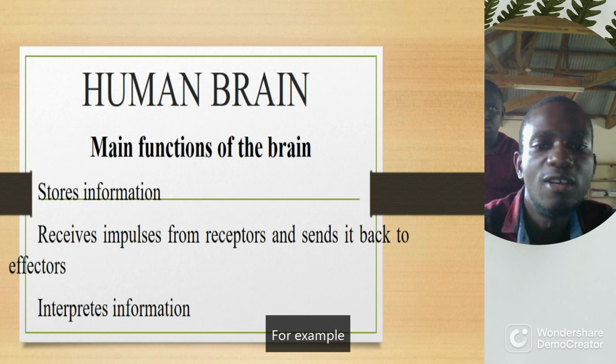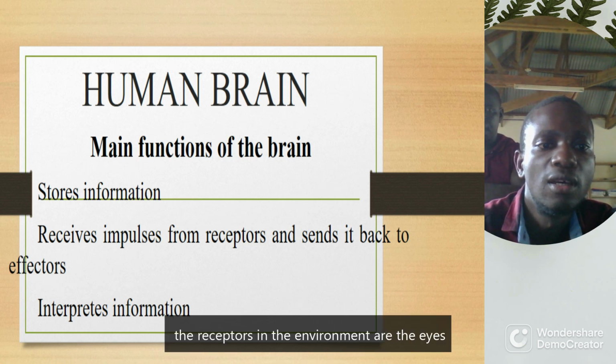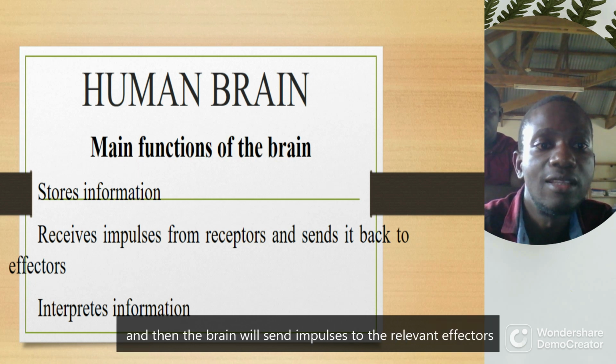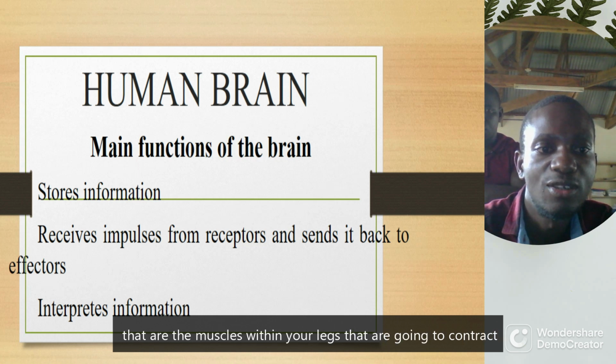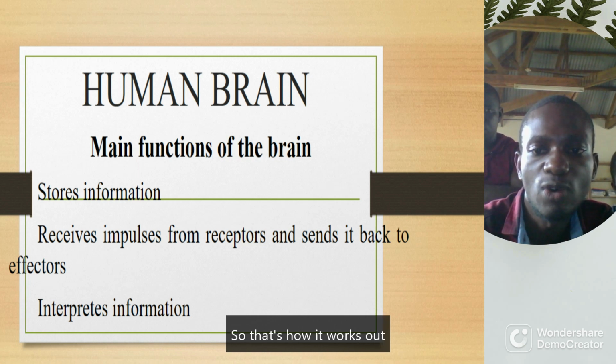For example, if a snake comes around you, the receptors in the environment are the eyes. They are going to get that information, pass over the information to the brain, and then the brain will send impulses to the relevant effectors that are the muscles within your legs that are going to contract and then run away. So that's how it works out.